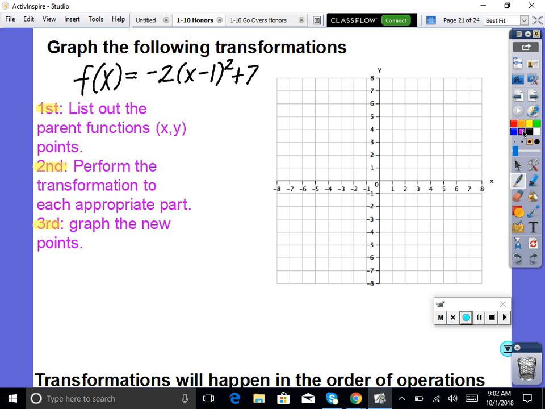Hey everyone, so it says graph the following transformations. This is always how we graph it. These three steps. Every single time, these three steps. So it says first, list out the parent function's xy points. You're going to know what the parent function looks like if you know the parent function's xy points.